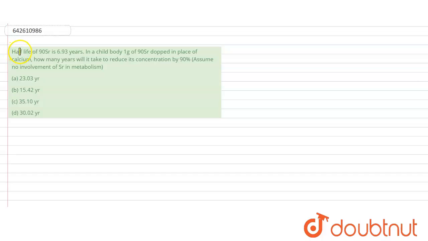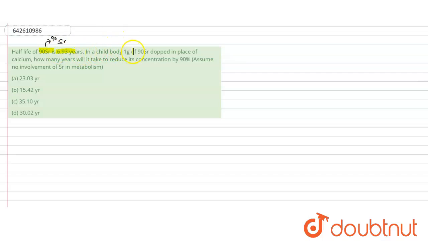Hello. The question says that the half-life of strontium-90 is 6.93 years. Strontium here, and this is 90. So this is strontium-90, and its half-life is 6.93 years.